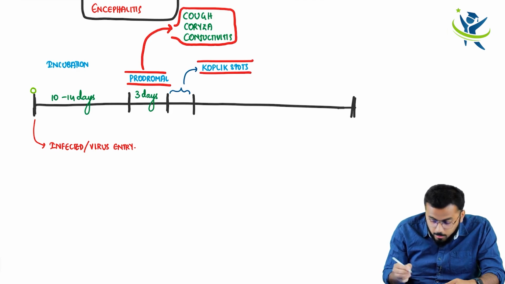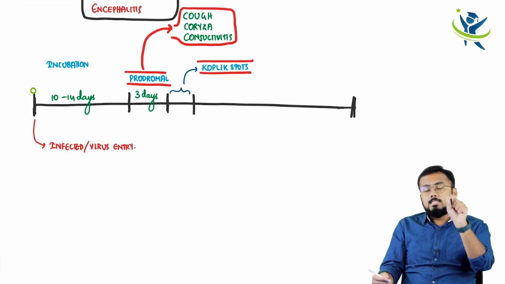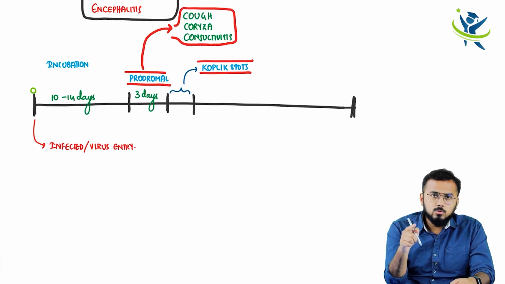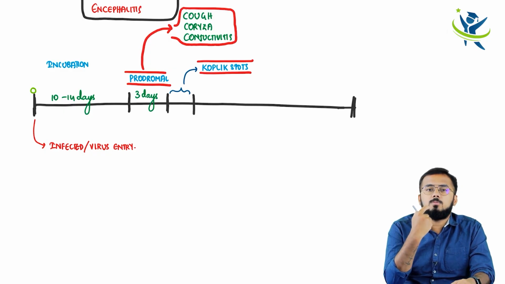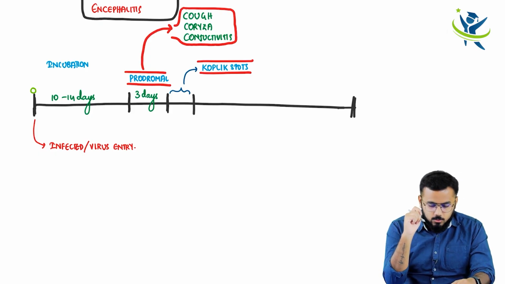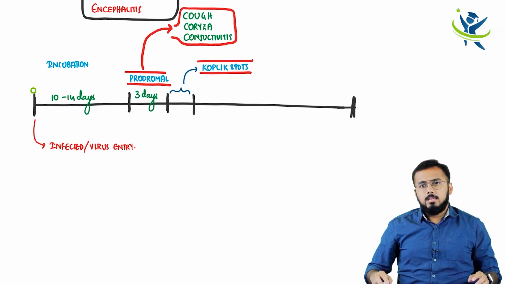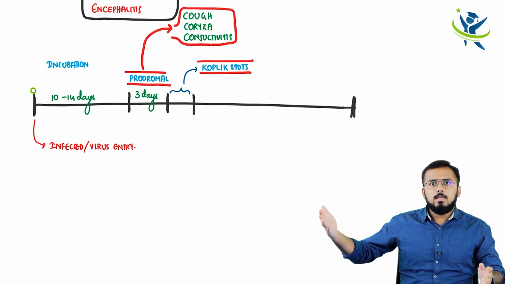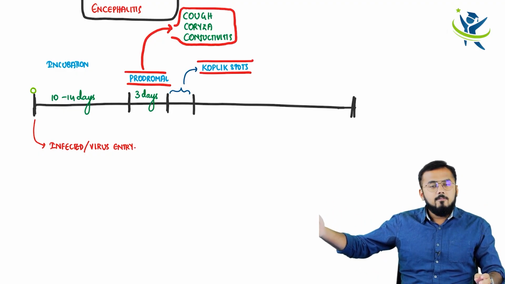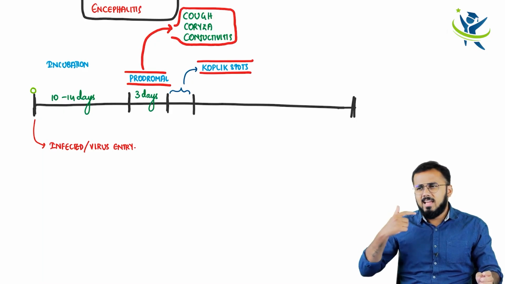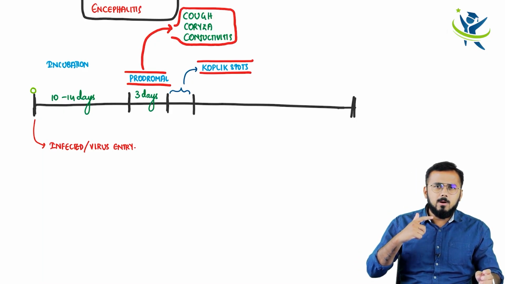And again I'm telling you, Koplik spots are pathognomonic for measles. In almost all the patients of measles, you're going to find Koplik spots. These are present in the mucous membrane, below the tongue, on the tongue, inside the buccal mucosa. So the virus entered, for 10 to 14 days I have no symptoms, then suddenly for 3 days I have very severe symptoms, and after that I find some spots developing in my mouth.